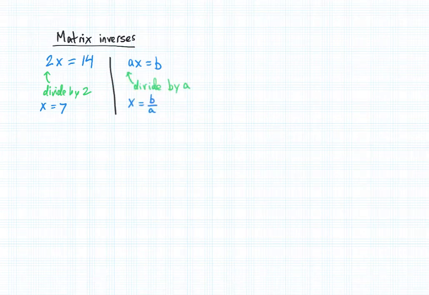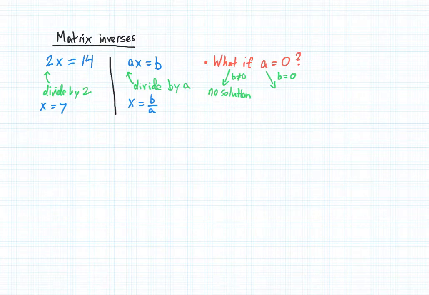But there are a couple of special remarks that are worth making. One is that you have to treat the case where a is equal to 0 separately. If a is equal to 0, then there are actually two different possibilities. If b is not equal to 0, then you'd have an equation where 0 is equal to something that's not 0, and there's no x in the equation, so there's no x that's going to make it true. And so there's no solution in that case. But if b is 0, then the equation says 0 equals 0, which is always true, no matter what x is. And so there are infinitely many solutions.